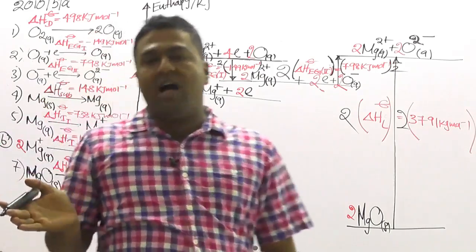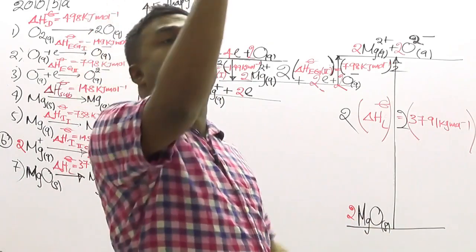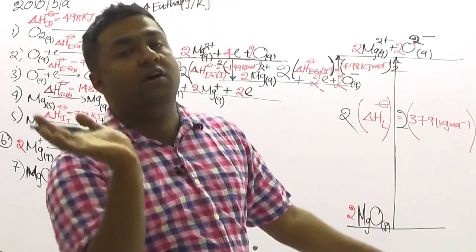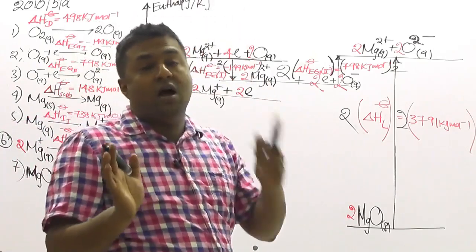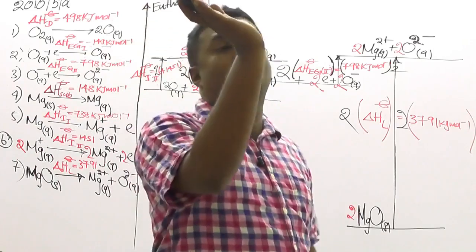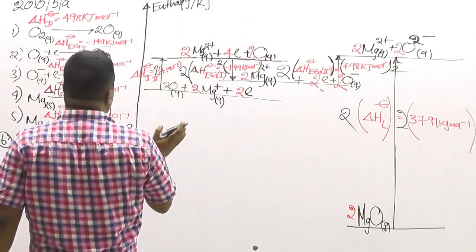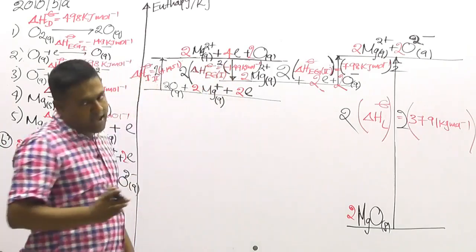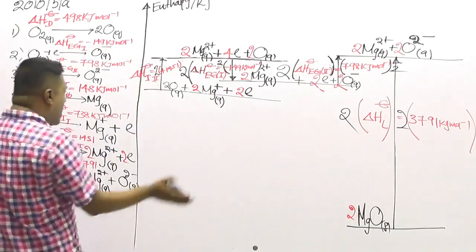If it is an endothermic process, the arrow should show an increase in energy of species. If it is exothermic, the arrow should show a decrease in energy. You can understand that. What about the position?